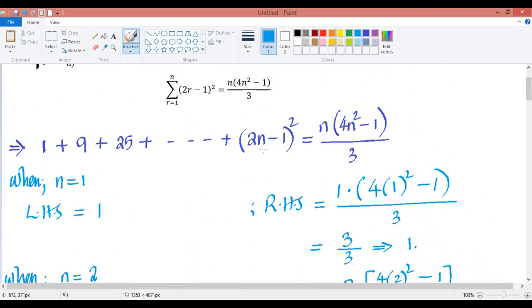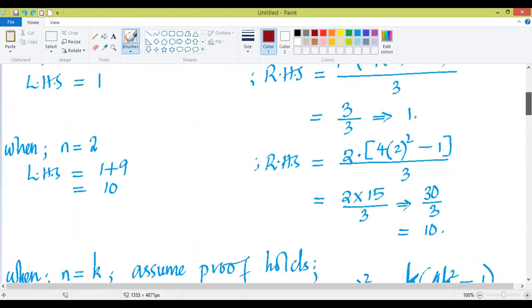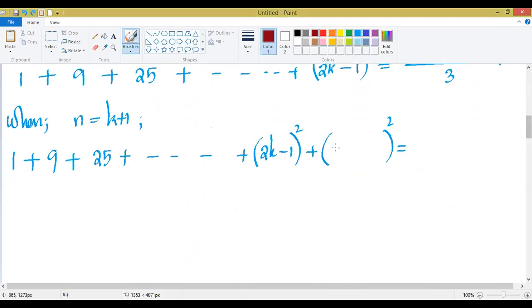That person is substituting n here as k plus 1. Feeding k plus 1 there: 2 into k plus 1 minus 1, but the whole quantity all squared. You'll say 2k plus 2 minus 1 all squared, which is 2k plus 1. So down here, our nth term at k plus 1 is 2k plus 1.